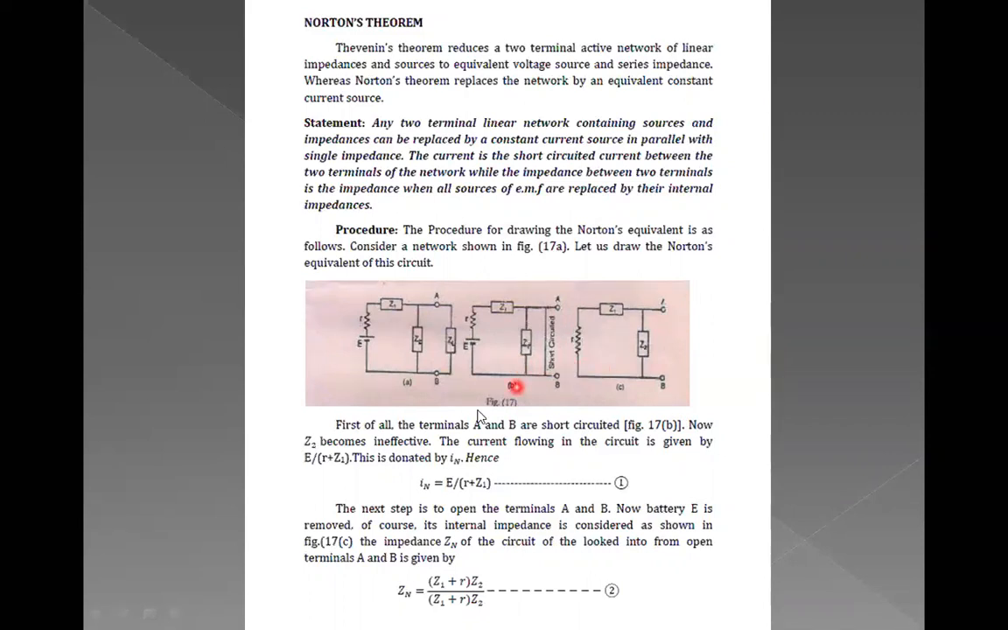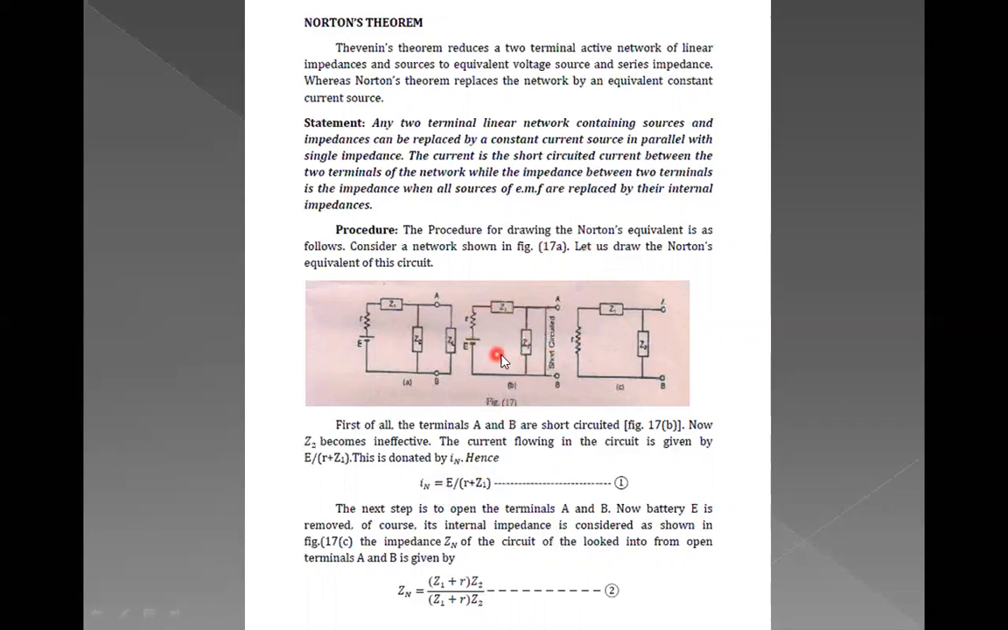First of all, points A and B are short circuited. Follow circuit B now. Terminals A and B are short circuited, in the sense that there is no load impedance in the circuit. If you short circuit this, obviously we have removed ZL and this Z2 is ineffective, because we have made a short across these two terminals. So what would be the current in the circuit now? Current is nothing but V by R. So the current in the circuit will be I equal to E by R plus Z1, because these two resistors are in series with each other. So you can say that this is the IN value.